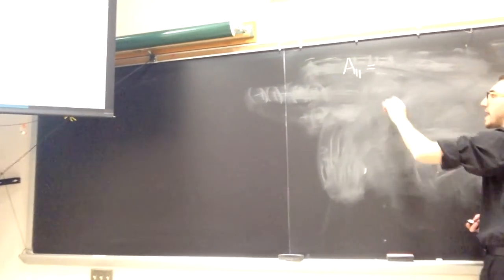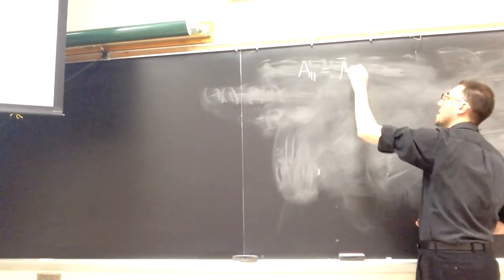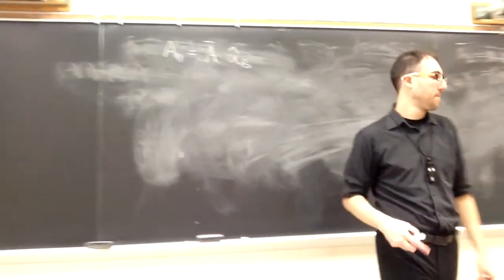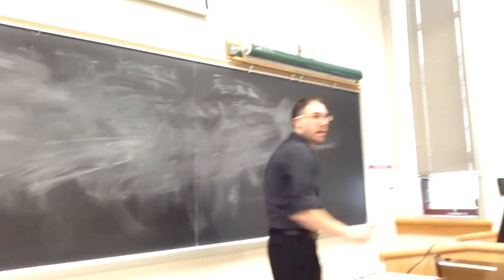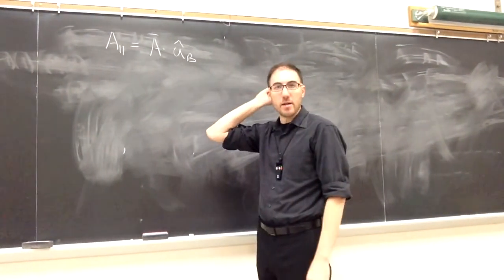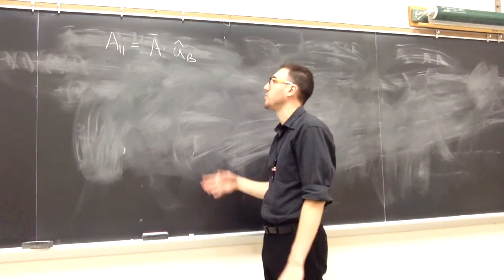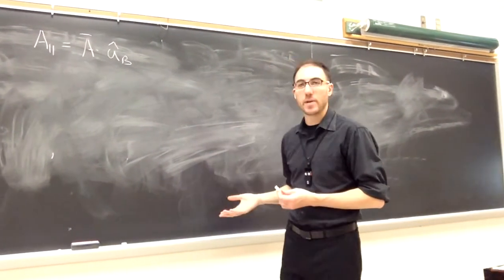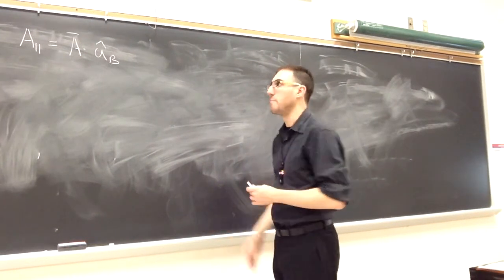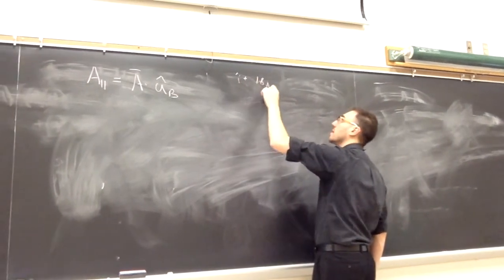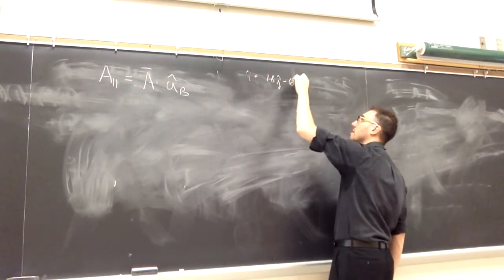So A parallel as a scalar is A dotted with u hat B. A we were given. U hat B we were not given, but we can find it because that's just going to be, if we take vector B and we normalize it, that's going to give us just the direction of B. B was i plus 18j minus 6k.